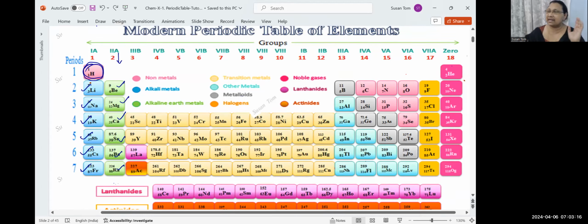Now, what all I said, elements from 1 to 20. First group elements, except hydrogen, they are alkali metals. Second group elements, alkaline earth metals. Coming to 17th group or group 17A. What are they? Halogens: fluorine, chlorine, bromine, iodine, astatine, and tennessine.